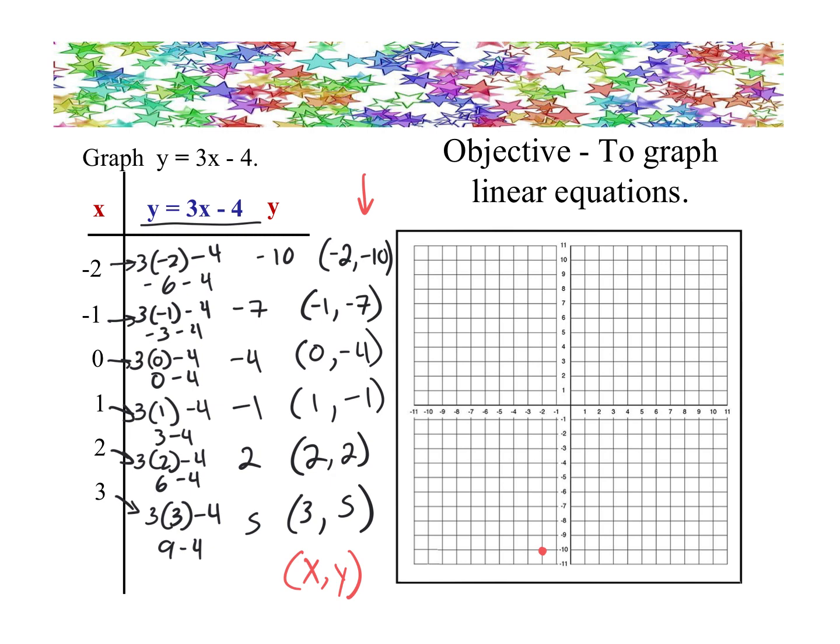The next one is negative 1, comma, negative 7. So we go negative 1 on the x-axis, 1 left, and then 7 down, and we'll land right there. Now for the next one, we have 0, comma, negative 4. So we start at 0, we don't move anywhere for the x, and we only move down 4 on the y, and that's where that third point came from. For the next one, we have the input of 1, and we got the output of negative 1. So we're going to go 1 to the x and down 1 for the y. For the next one, we have an input of 2 and an output of 2 again. So we're going to move to the right 2 and then up 2 for the x and the y.